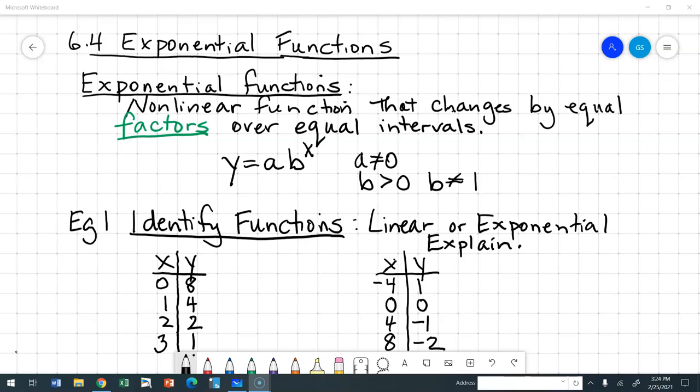Now, a cannot equal 0 because then I would just have 0 on the right side of this equation. B has to be greater than 0, so we're only looking at positive values. And b cannot equal 1. Can anybody explain why b cannot equal 1? That's right. If b was 1, 1 raised to any power is always going to be 1. So that makes no sense as well.